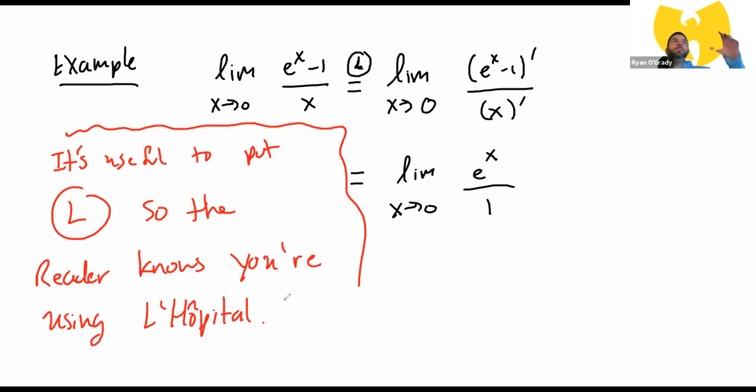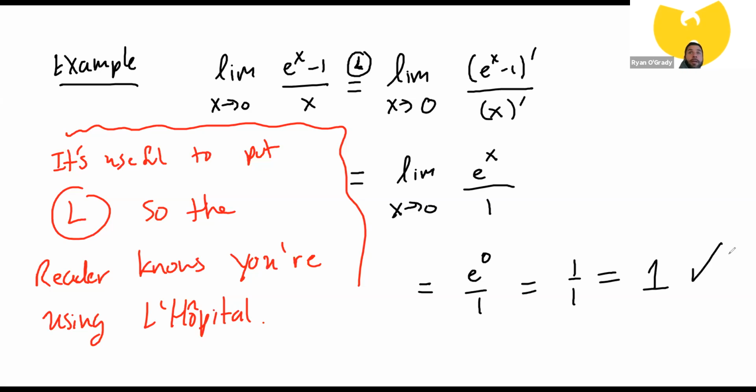But look, here's the beauty of this. The beauty of this is, look at the limit we now have. The limit we now have, there's no bad news. I can now plug 0 in. I now get e to the 0 over 1, which is 1 over 1, which is 1, like we figured it would be.